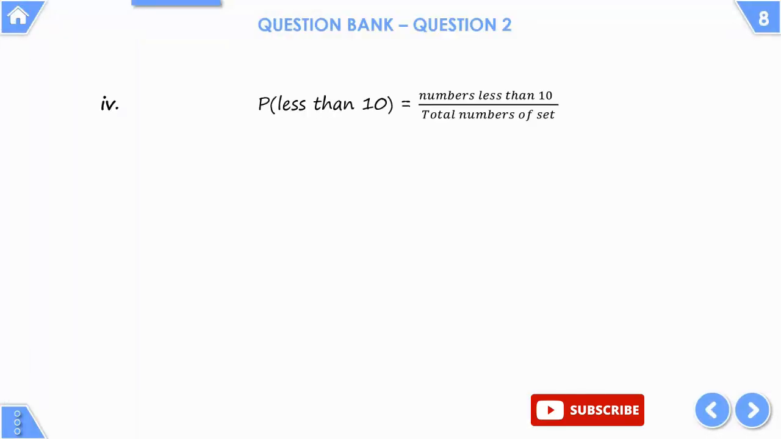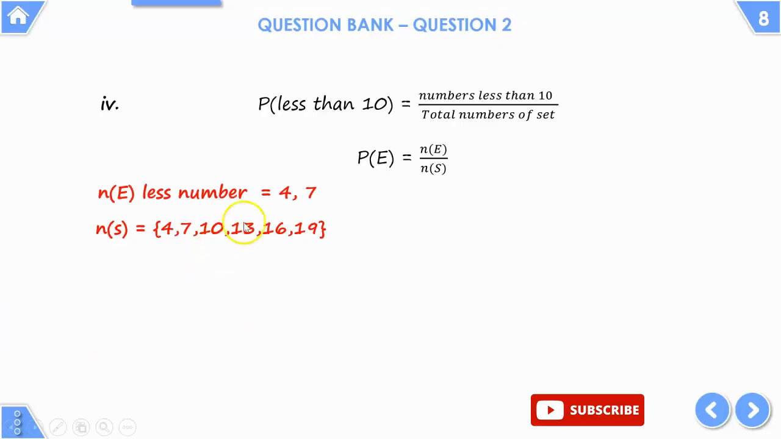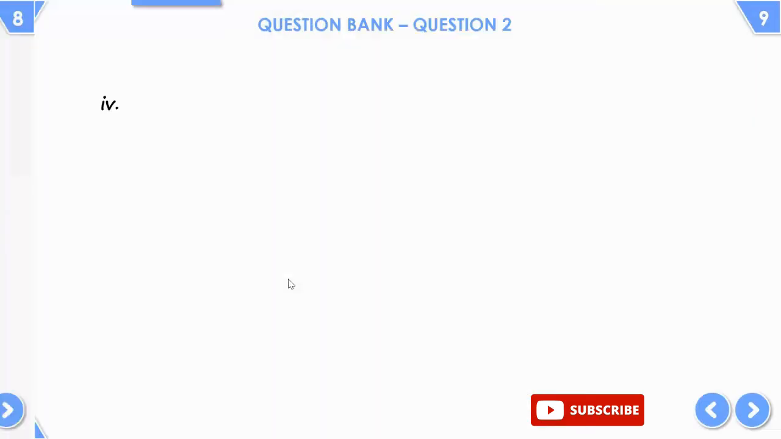Let's look at less than 10, the probability of choosing a number less than 10. Less than 10 from this list, we have 4 out of 7. That will be 2 out of 6. And we have 1 out of 3. And then we get that right as well.